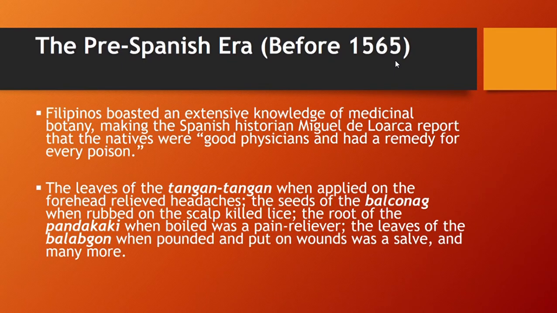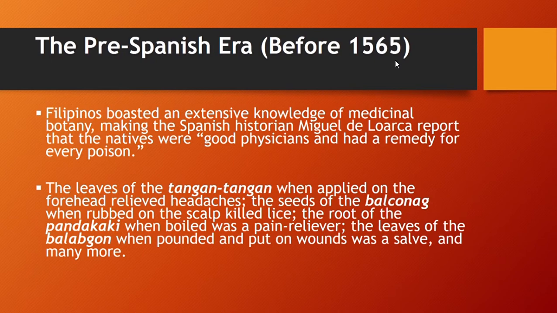Filipinos boasted an extensive knowledge of medicinal botany, making the Spanish historian Miguel de Loarca report that the natives were good physicians and had a remedy for every poison. Because Filipinos were living as natives, in the mountains, hunting and fishing, they had an antidote, a remedy for every poison.